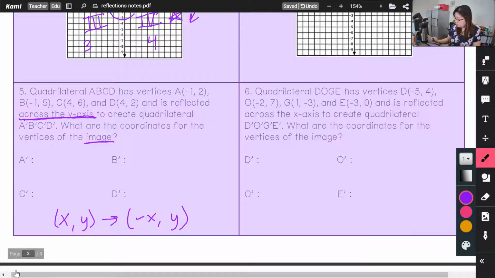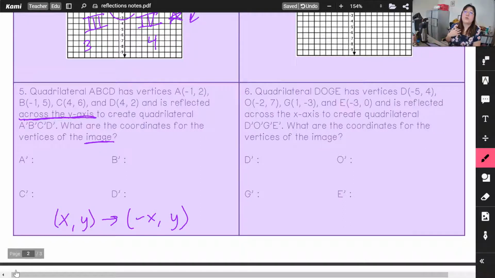Something I like to do as a strategy is, since we know that the x values are going to be the ones that switch signs, I'm just going to circle all of the x's. Remember, x is the first number, so I'm going to circle all of those, and that tells me right there, okay, these are the values that are going to change signs. So when I write these coordinates, those ones that I circled change signs, and the one that's not circled, we just leave it alone. Let it rest.